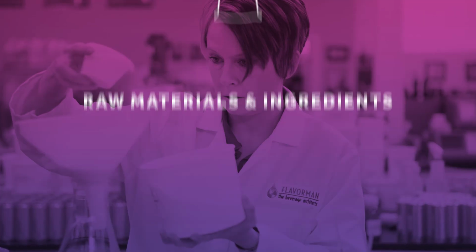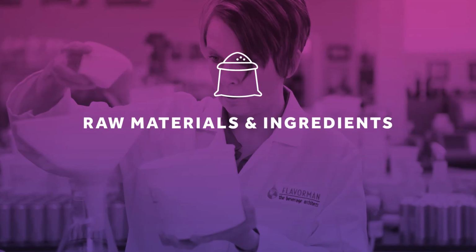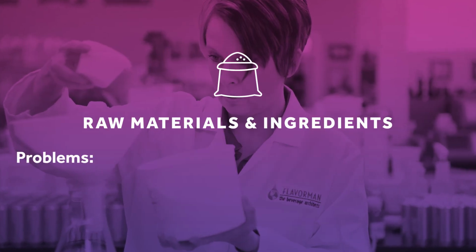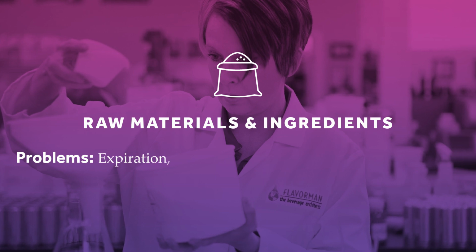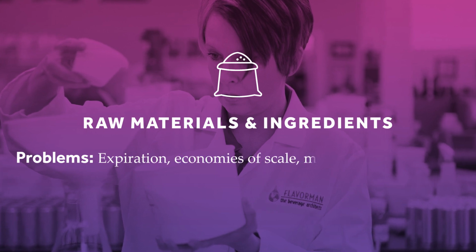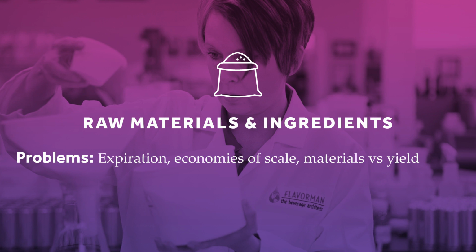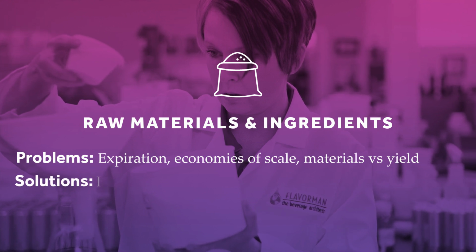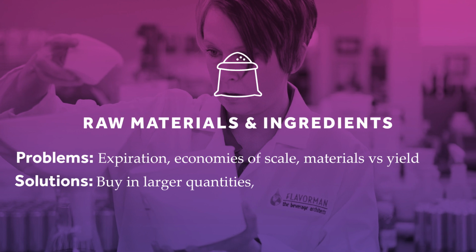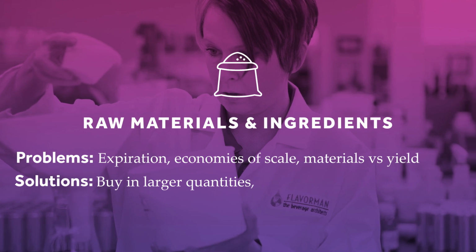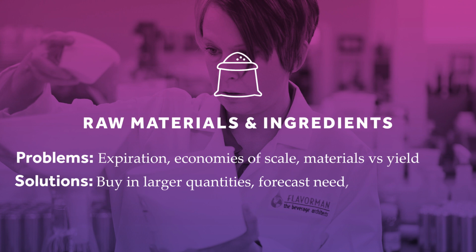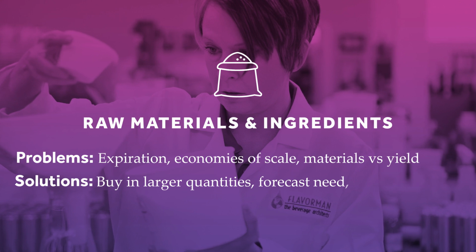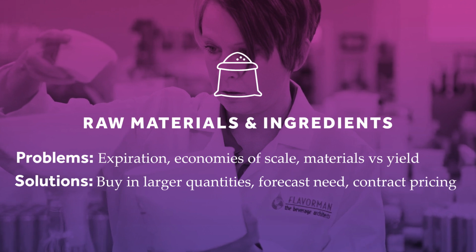When you're dealing with raw materials or the ingredients that make up your beverage, some of the common problems you'll have are expiration or warehousing conditions, buying in economies of scale, and materials you need versus what your actual yield will be in production. Potential solutions to that are buying in larger quantities, which is not always an option for entrepreneurs, forecasting your own needs so you can hedge against some of the costs that you might incur later on, and contracting out your prices.